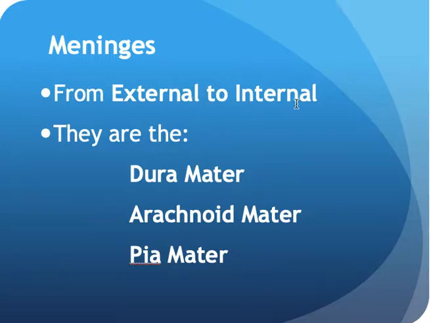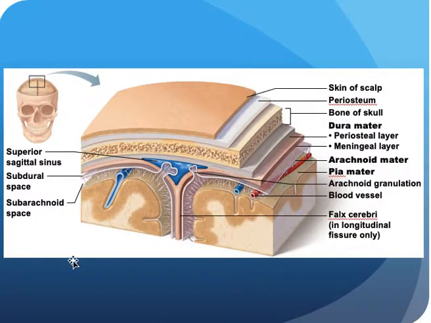So from external to internal, these are the meninges. Okay, you have the dura mater, the arachnoid mater, and then the pia mater. And we can come to this picture here, okay? I always find it easier to start off with the brain and then work your way to the external skin and the scalp and things like that. So this is your pia mater, and this is my arachnoid mater, and this is going to be your dura mater.